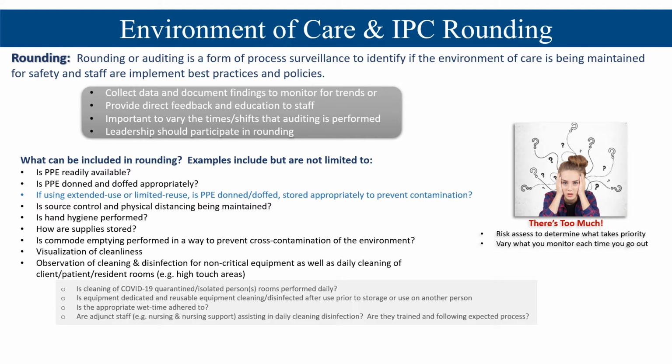So this is where you can take a step back and do a risk assessment. Determine out of the things that you're rounding on which might take priority, or vary and monitor each time you go out. So maybe you go out one time and you focus on cleaning and disinfection and hand hygiene. Maybe the next time you go out and round, you focus on your PPE donning and doffing, or just general overall safety and care of the environment. And maybe you have identified by collecting data, documenting your findings, that there's a trend and that you're having an issue in one area. And so you want to continue to focus on that for a little while.